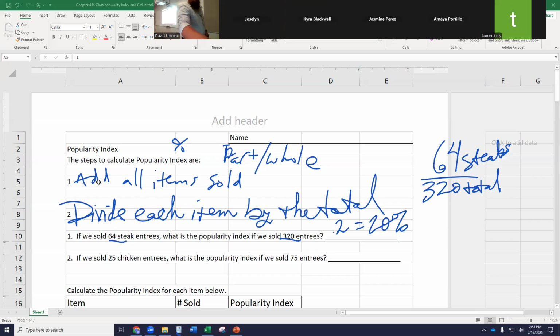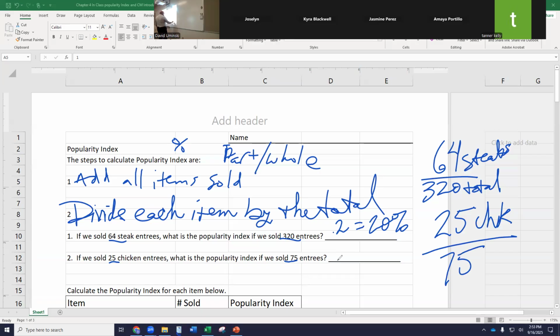If we sell chicken, all right, so if we sell 25 chicken entrees, what is the popularity if we sold 75 total? So what is 25 chicken divided by 75? We know that is a third, right? Which is 33.3%. Okay. Questions, comments, concerns about how we figured that out?